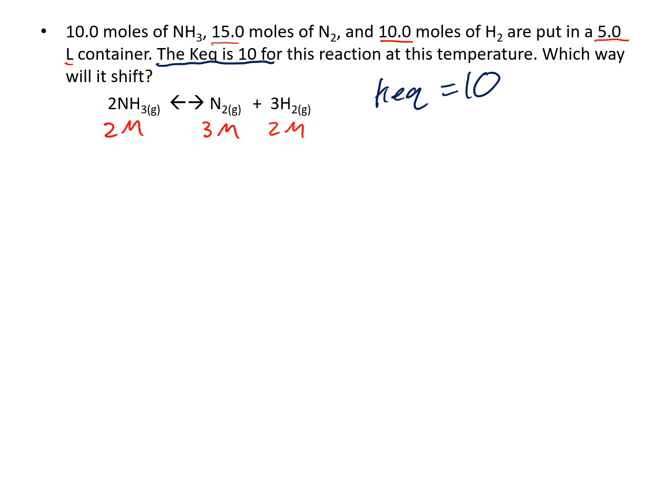Okay, so 10 moles of NH3, 15 moles of N2, and 10 moles of H2 are all put into a 10-liter container. It is left to react. We don't know which way it's going to shift since we started with reactants and products in there. But we do know what the KEQ is, so we can calculate which way this reaction is going to shift. So we're going to go trial KEQ is going to be our products.